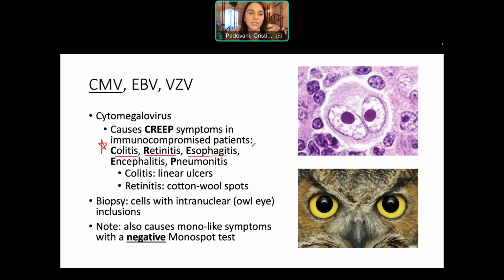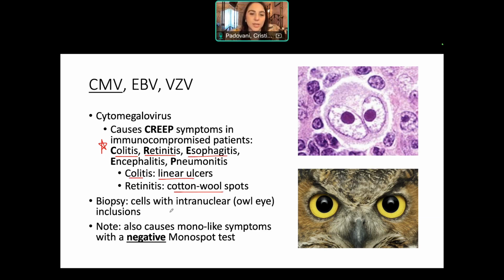You see CMV infections a lot of the time in post-transplant patients. That's the number one time I see CMV in vignettes. So look for a post-transplant patient that now is having inflammation of the colon, or inflammation of the eyes, or inflammation of the esophagus. And then let's say they do a biopsy of the colon, you'll see linear ulcers, okay? If you were to look in the retina of someone that has CMV, you'll see cotton wool spots, and that's just an indication that they have retinitis.